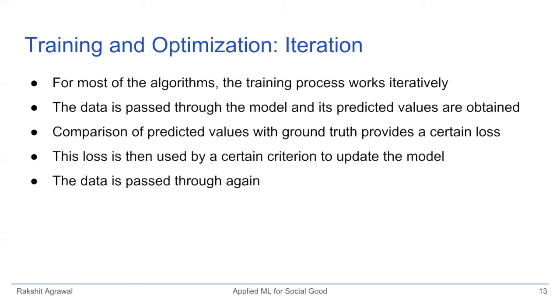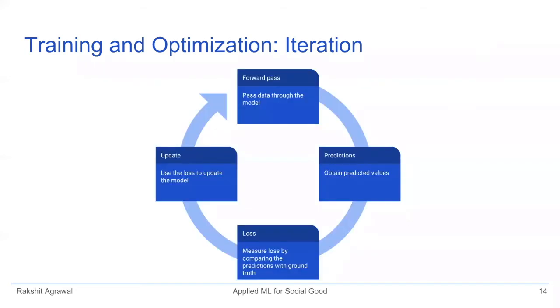The core idea is you want to reach the best parameters by continuously sending your data and comparing the loss. The comparison of predicted values with the ground truth provides a certain loss. Then you use the loss with a certain criteria to update the model, and then the data is passed through it again. So what happens is that you first do a forward pass. This is your first step.